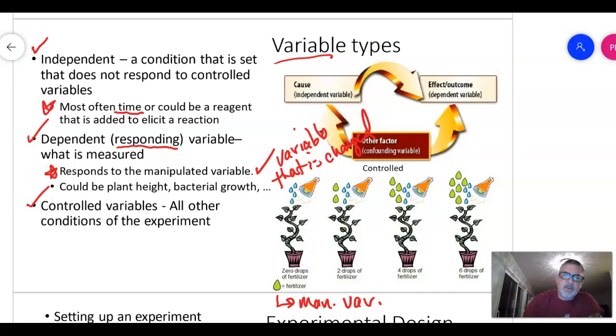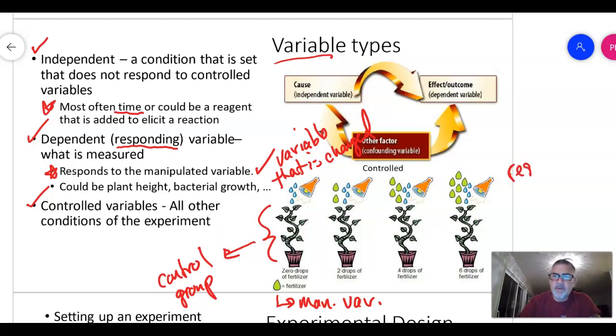All right, this one right here would be my control group. Right, it's my control group because it didn't get any of the agent, right, that I'm testing. So that's my control group. But if I look at, so that's my manipulated variable, my responding variable, or if you're going to say my dependent variable, would be height.